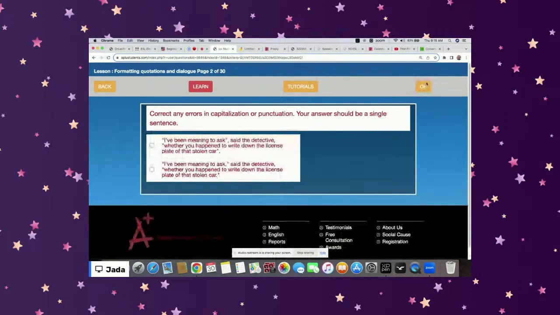Also, it says, I have been meaning to ask, said the detective, whether you happen to write down the license plate of that stolen car. So you look at both of them and then tell me which one you think is the right answer. Which one do you think is the right answer? What is the right answer here? The second one also.